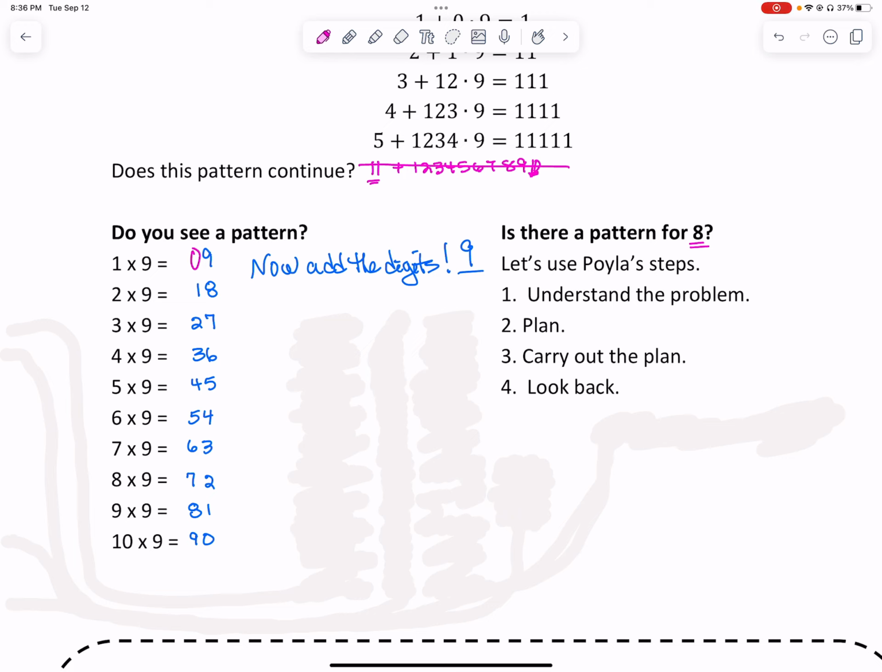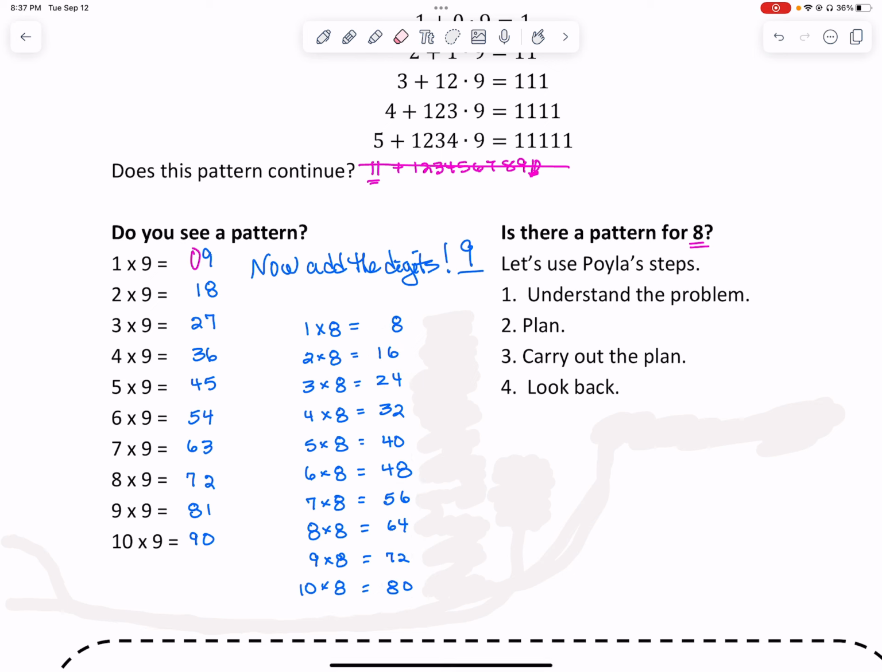Well, first thing I'm going to do is I want to make sure I do what I did with these guys, right? I'm going to write out the answers and see if I can see a pattern. Maybe there's a pattern that goes up and down, or maybe I could add these guys together and get a number. So that's what we're going to do. First thing we're going to do is write down 1 times 8, 2 times 8, 3 times 8, and write down our answers.